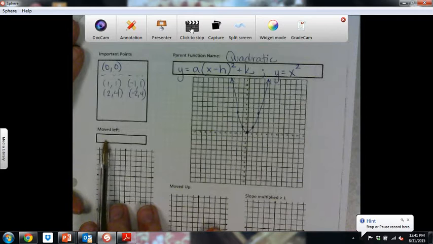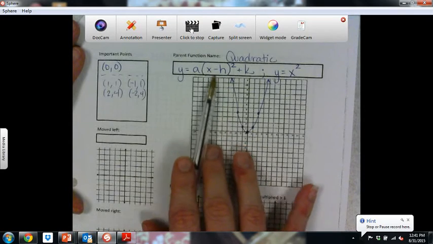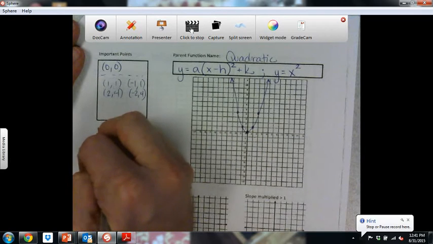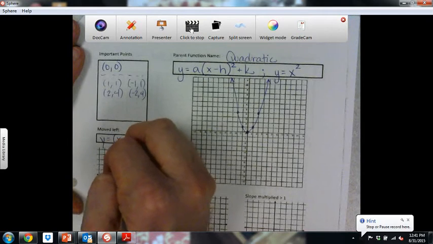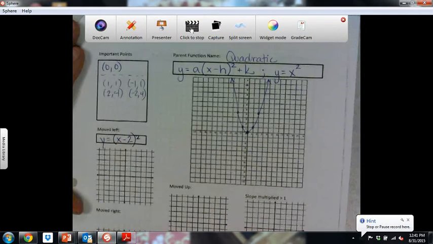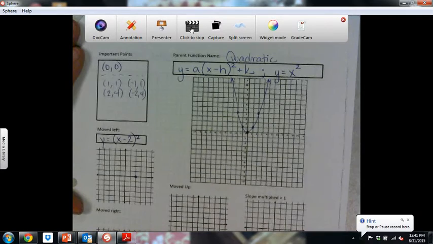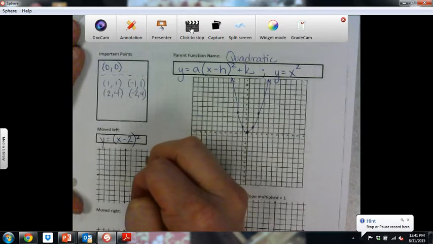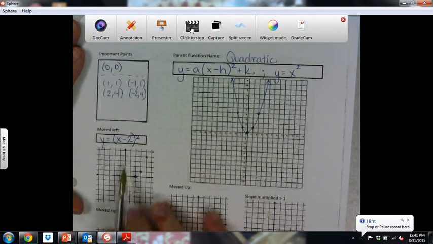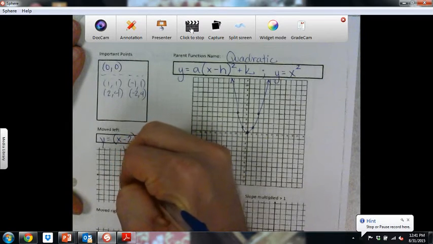So let's say, for example, we want to move to the right. Moving right requires us to subtract something inside the parentheses. So I'm going to say y equals the quantity x minus, let's say, 2 squared. I have to keep the square because that's what makes it a quadratic function. So if I'm going right 2, that puts my vertex right here at 2, 0. And then we went out 1, up 1, out 2, up 4. And then over here I could go out 1, up 1, out 2, up 4, and draw in my quadratic function.